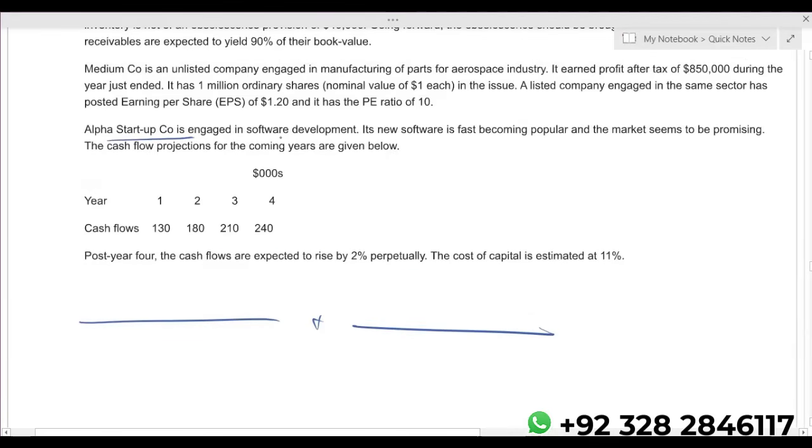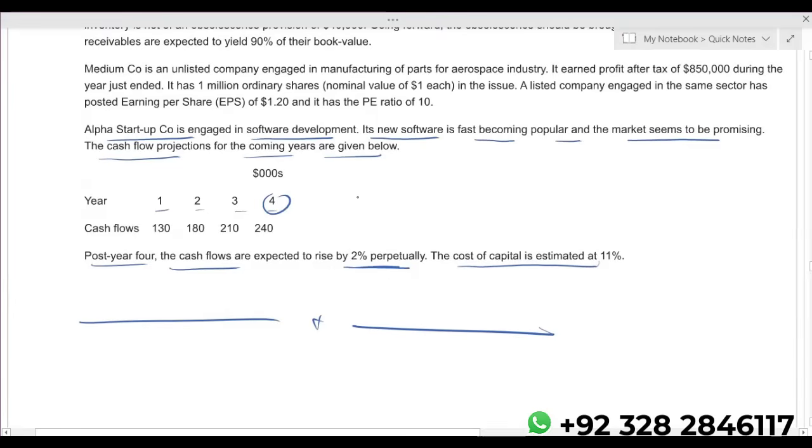Alpha startup is engaged in software development. Its new software is fast becoming popular and the market seems to be promising. The cash flow projection for the coming years are given below, year 1, 2, 3, 4. Post year 4, the cash flows are expected to rise by 2% in perpetuity, 2% forever. Every year it will keep increasing 2%. But the growth rate is applicable after year 4, means from T5 till T infinity. The cost of capital is 11%.